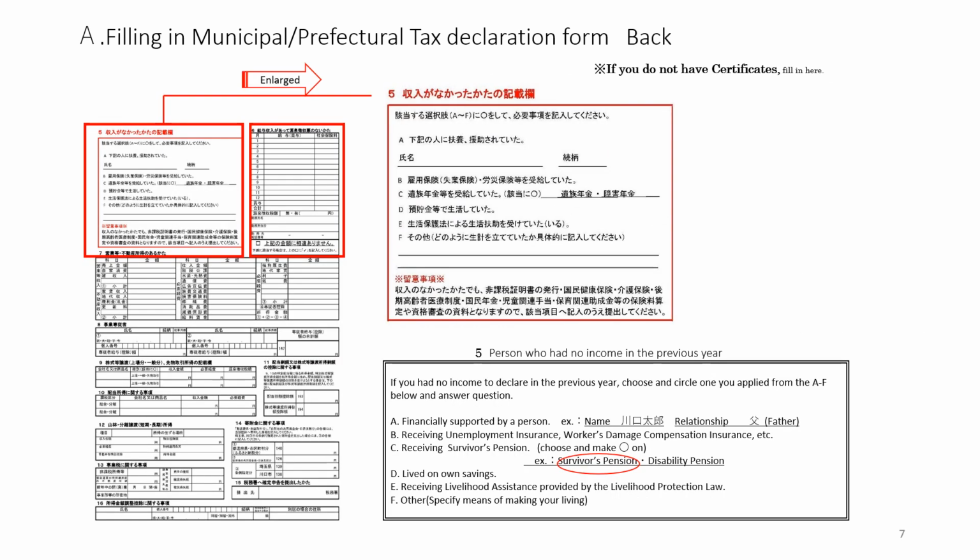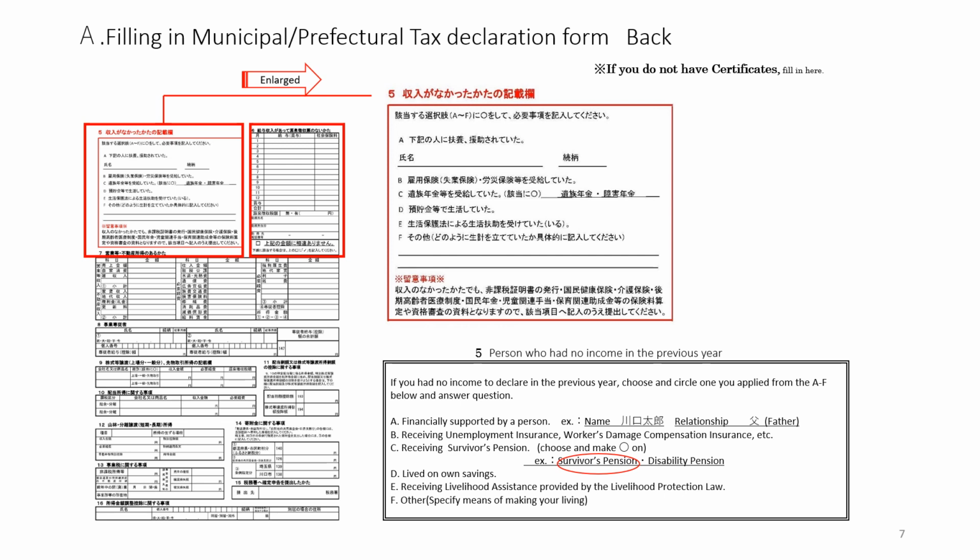Now, let us check the back page of the form. If you have documents that prove your income, which is detailed in pages 9 and 10, you do not need to fill in this section. In that case, please skip this page and proceed to page 8. Only a person who had no income in the previous year, or did have income though was not issued any documents, is required to fill in this section.